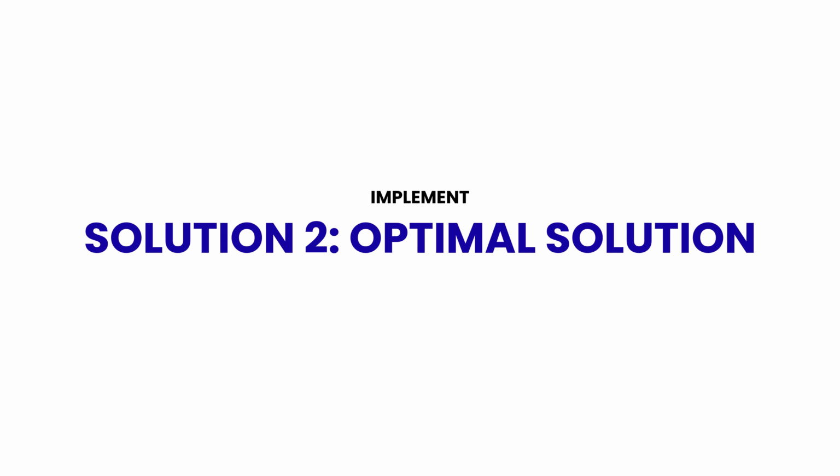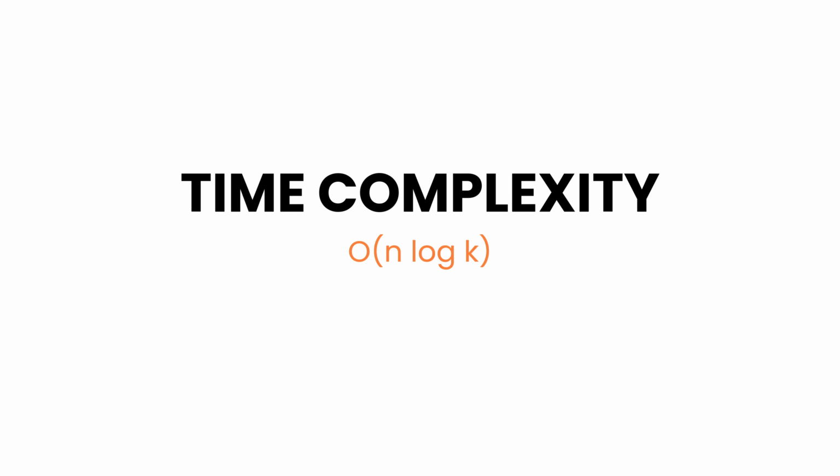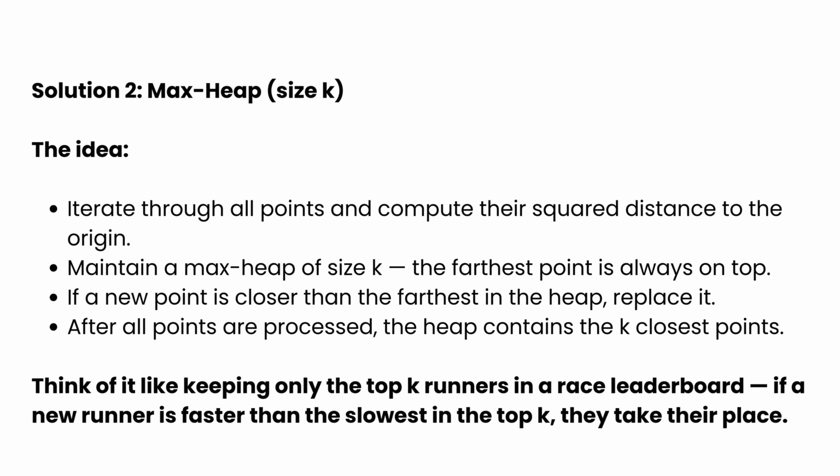This is solution 2. Finding the k closest points to the origin using a max heap. We maintain a heap of size k, always keeping the farthest point at the top so we can efficiently replace it when a closer point appears.